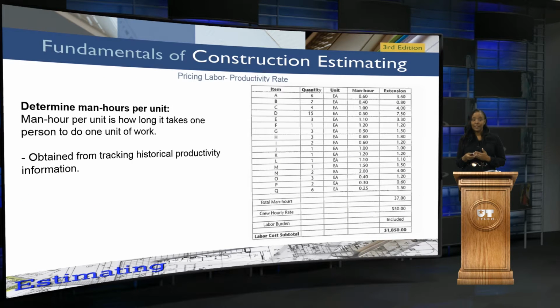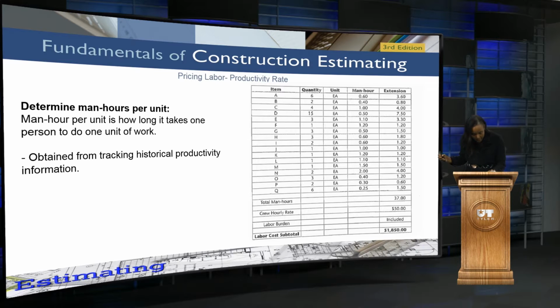Now, I wanted to share a few examples with you so that you can begin to understand how you're going to utilize this in real life. If we determine man hours per unit, man hour per unit is how long it actually takes one person to do 1 unit of work. And it's typically obtained from historical productivity information, like I said earlier. Okay. As you can see in this chart that I've given you, it gives you, I would say, a good breakdown of how you could utilize this particular method.